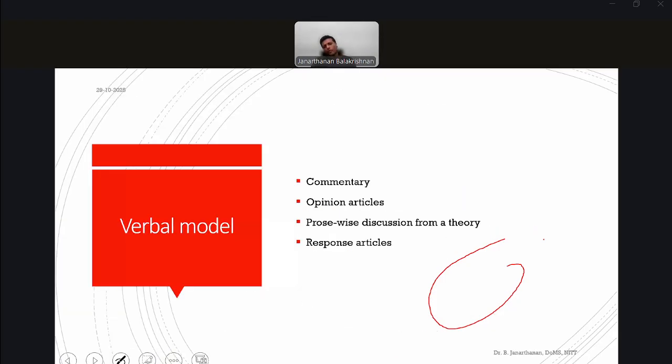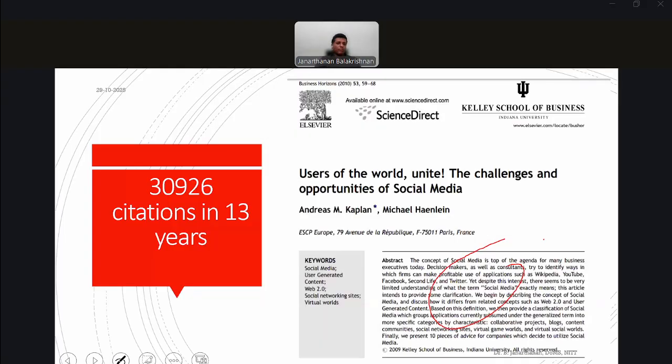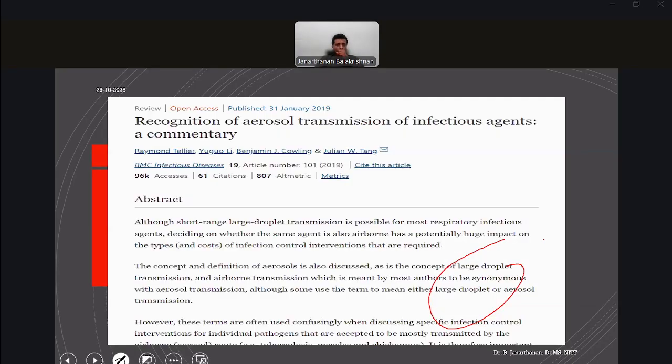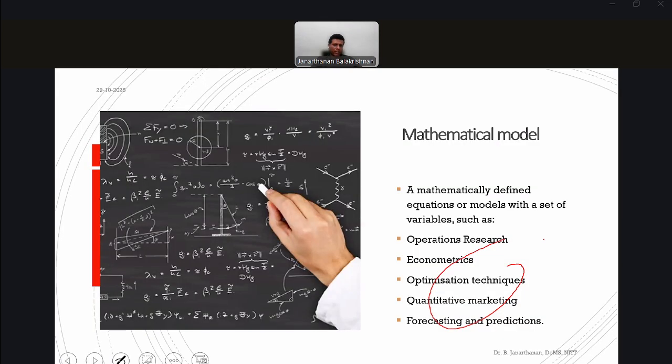And of course, there is a beautiful model called the verbal model, as I rightly said: commentary, opinion articles, response articles. These are something you can think of. So a lot of papers have come from this particular end. So there are approaches. One is you have 4 models: analytical model, mathematical model, graphical model, and verbal model. We have these 4 models which we can think of and choose from.